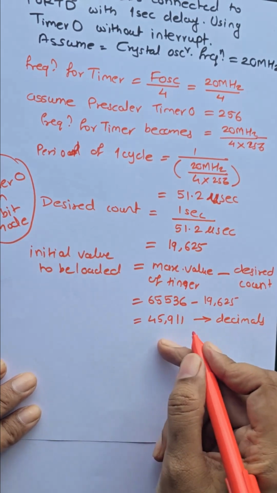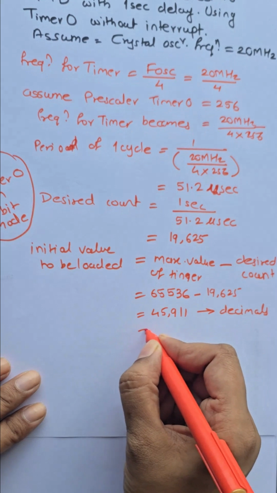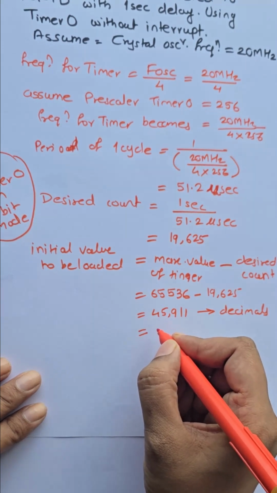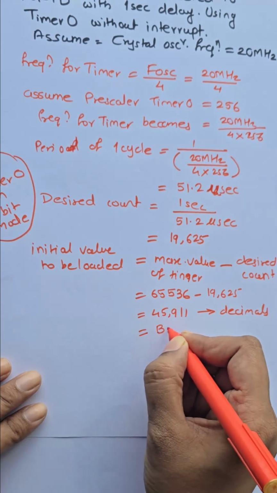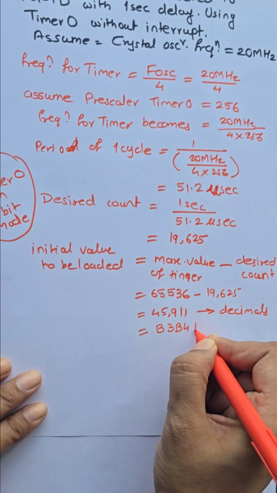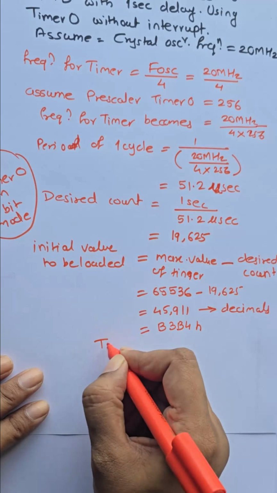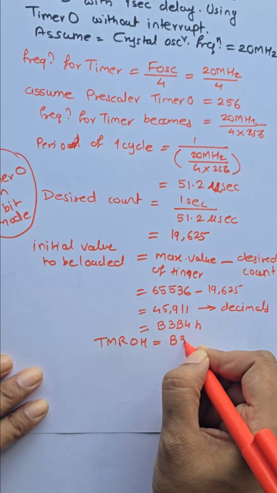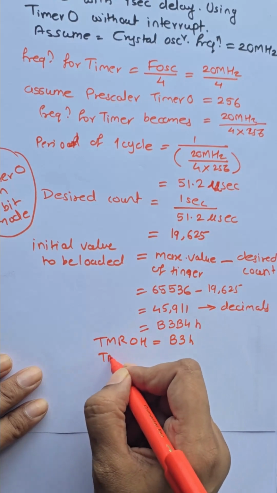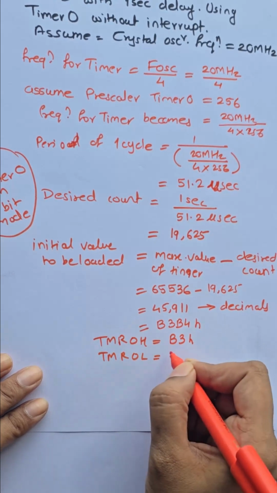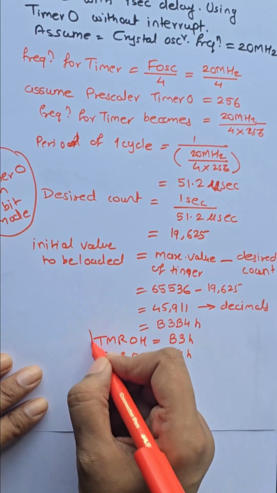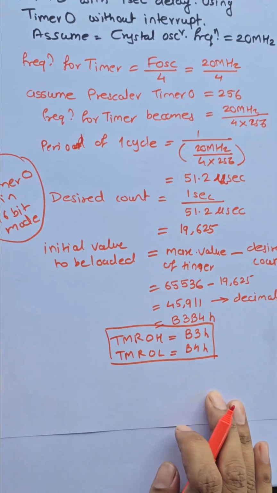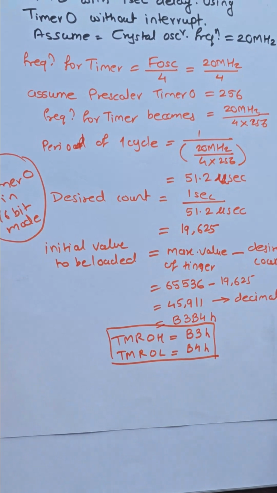Now this is in decimal. To load this value into the timer register, we need to convert it into hexadecimal form. The converted hexadecimal value is B3B4H. So your TMR0H will be loaded with B3H and the TMR0L register will be loaded with B4H. These are going to be your initial values to be loaded in the timer register.